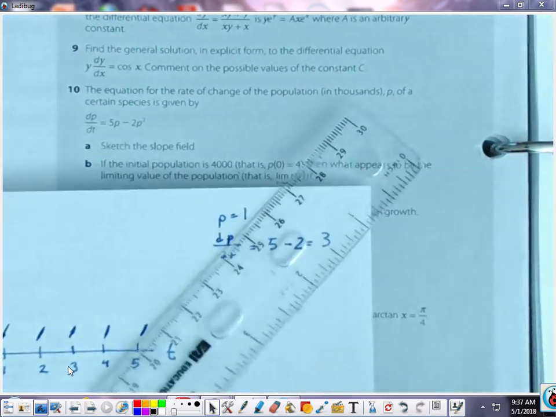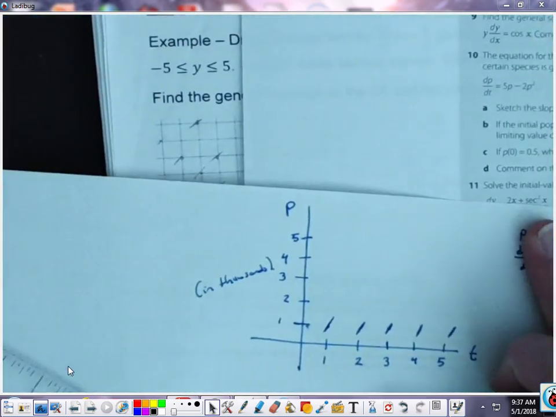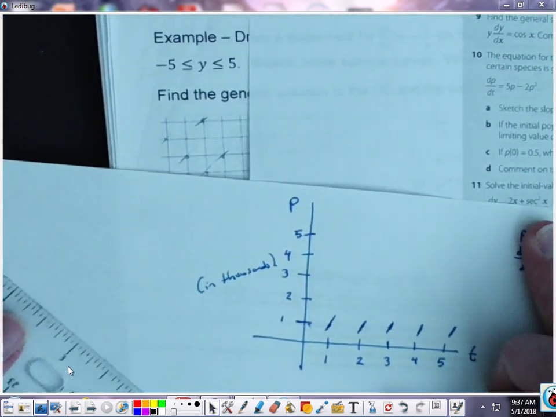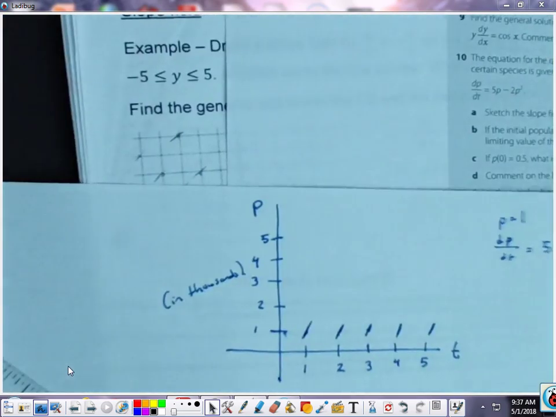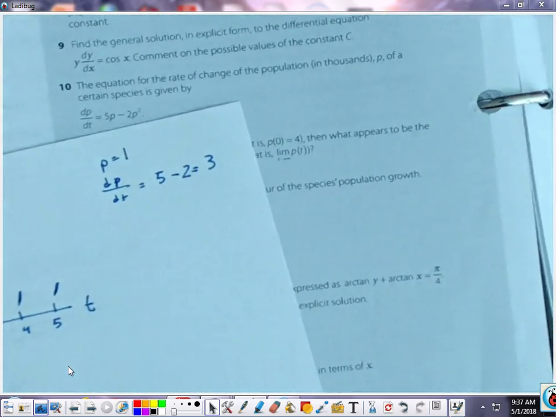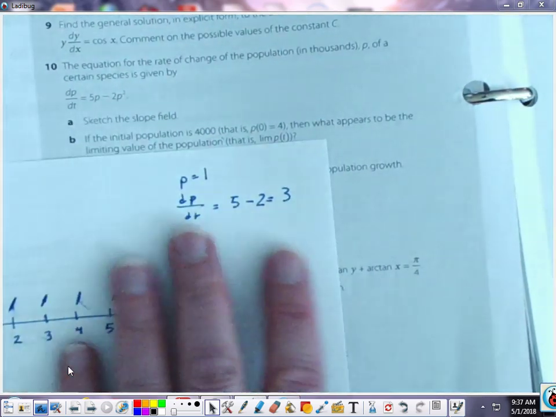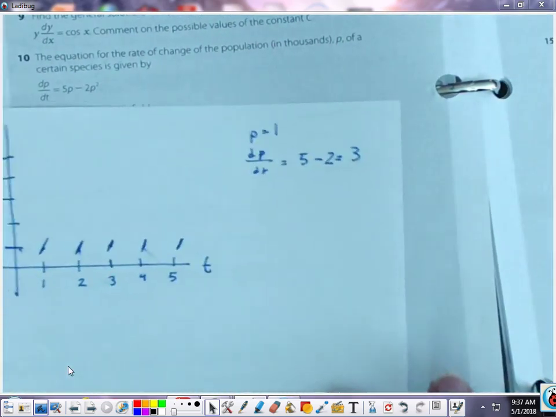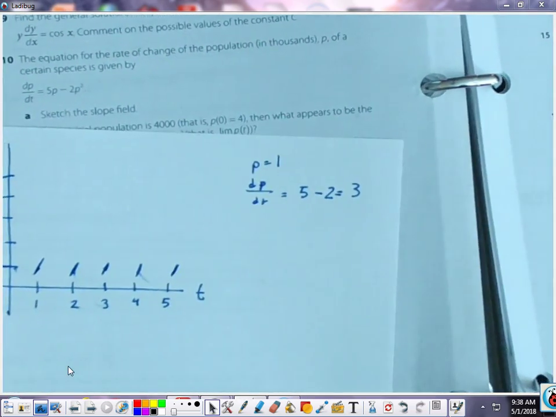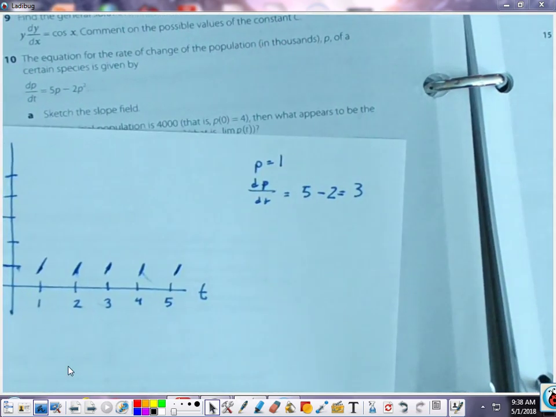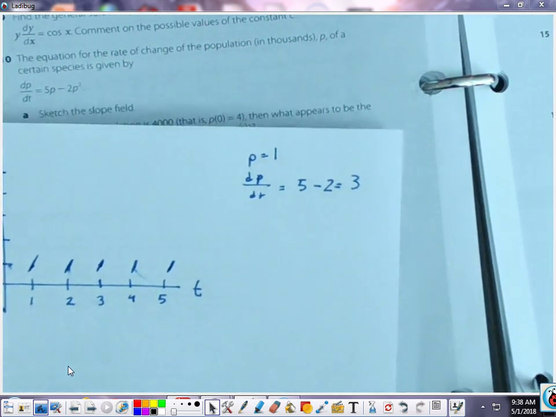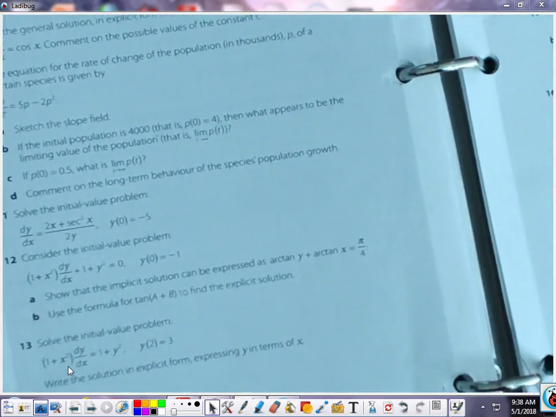I want you to do that, shoot, paper's falling, for 1 through 5 and get a slope field. The other thing that might be interesting to figure out is where the slope is 0. It may ask you that later in the problem. I would also like you to solve for where the slope is 0 and make sure that is shown on your slope field. All right, so that's my hint for that. You can ask me more questions on 10 next time if you need to.